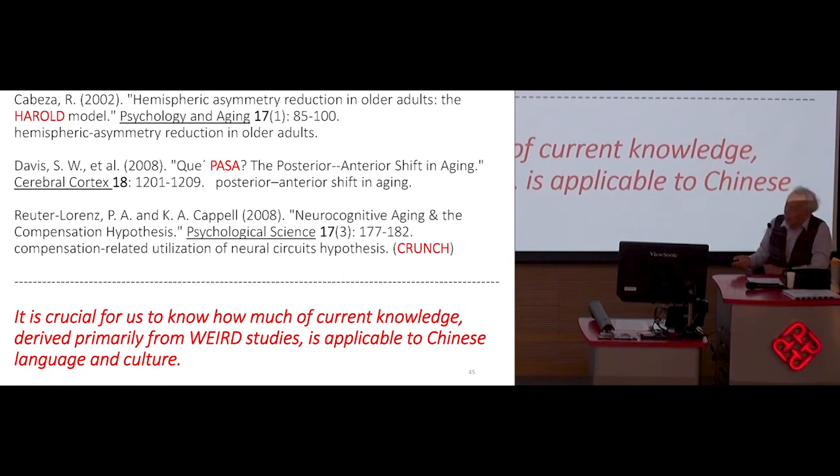So it's crucial for us to know how much of our current knowledge, based on WEIRD studies such as these, actually applies to Chinese studies. For instance, there is something called melodic intonation therapy that was first initiated in Boston. When a person loses his ability to speak, he becomes an aphasic. And these people found that if you teach these aphasics to sing first, then gradually take away the melody, the non-melodious speech sometimes remains. This is a way of helping them regain speech.